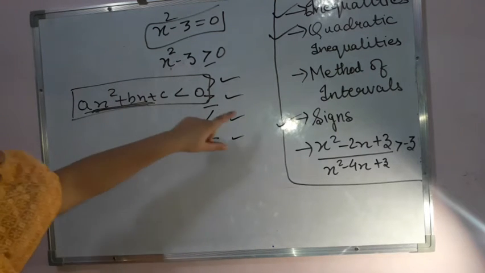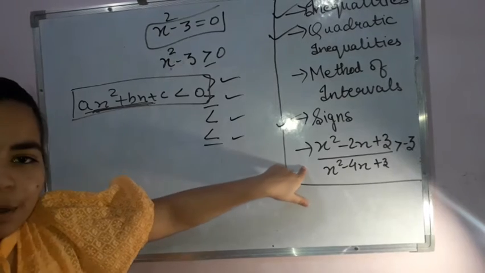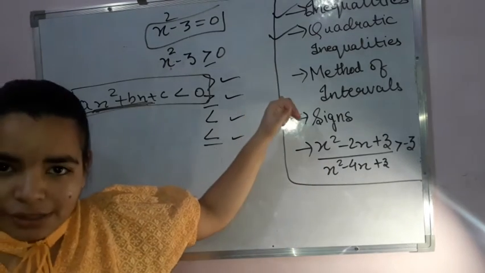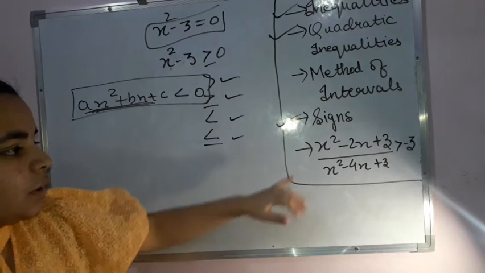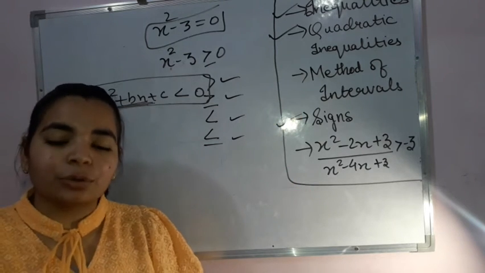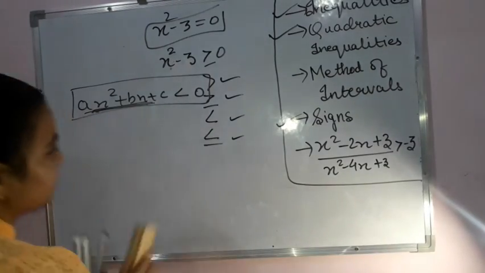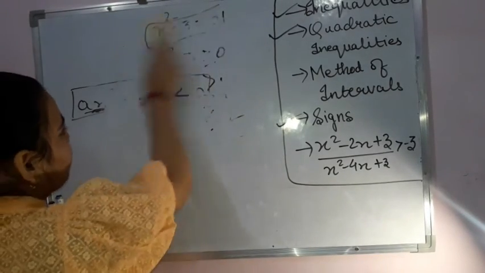So for solving that, I have got an example over here. We will be solving this example so that we are clear with the method of intervals, and along with it we will see how to solve quadratic inequalities also, right? So let us quickly see this example which is given to us.